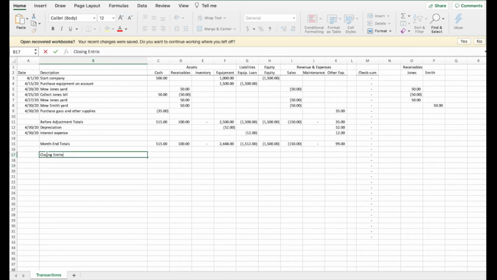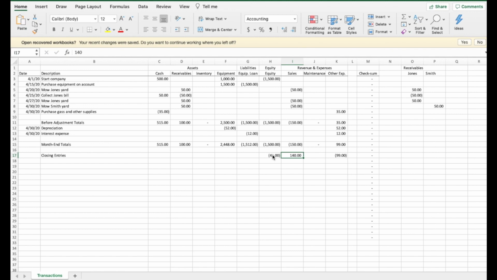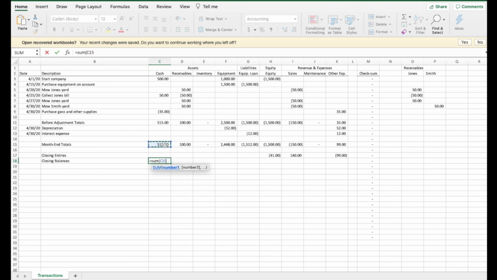So those are my month-end totals, but notice I have $150 worth of sales and $99 worth of expenses. We're going to close those out. So I take sales and other expenses, I record the opposite as what's in there. That makes them zero. So my closing balances here should, for assets and liabilities, be the same except for equity, which should go up because I made money this period. And then my sales and expenses should go away.